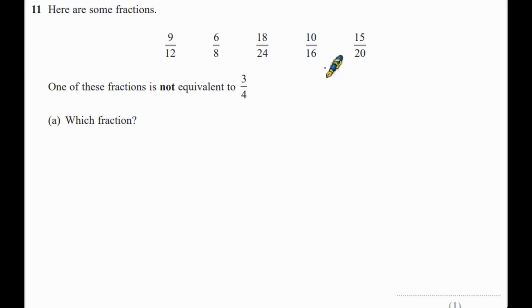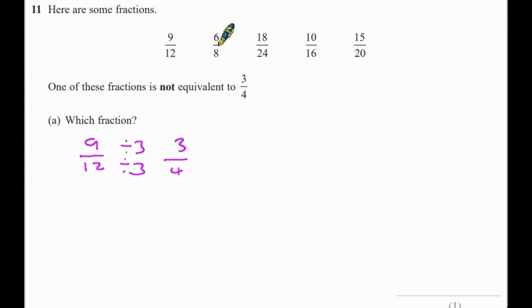We have a list of fractions. It tells us that one of them is not equivalent to 3/4, and we have to find out which one. Well, we don't have a calculator here, or it would be a good idea to turn them into decimals, but in fact the way we do it without a calculator is we take each of the fractions and we simplify them. So if we look at 9 and 12, they will both divide by 3. 9 divided by 3 is 3, 12 divided by 3 is 4, therefore 9 out of 12 is an equivalent.